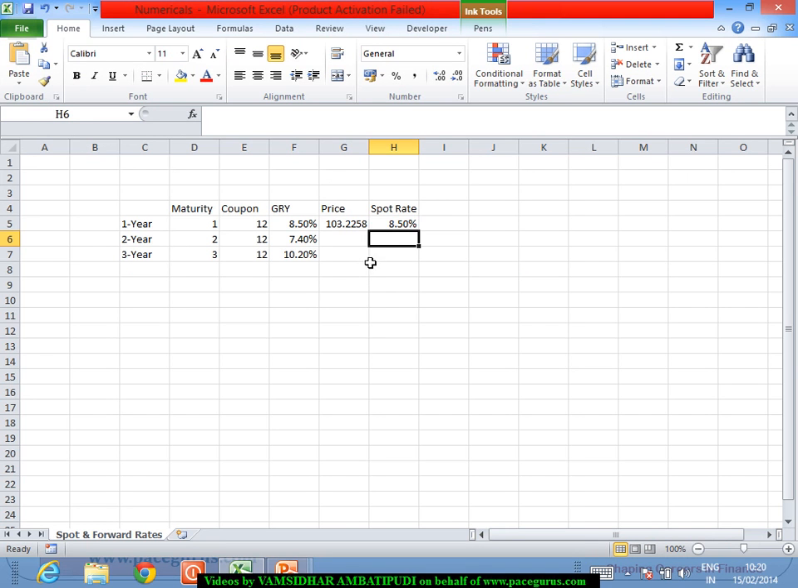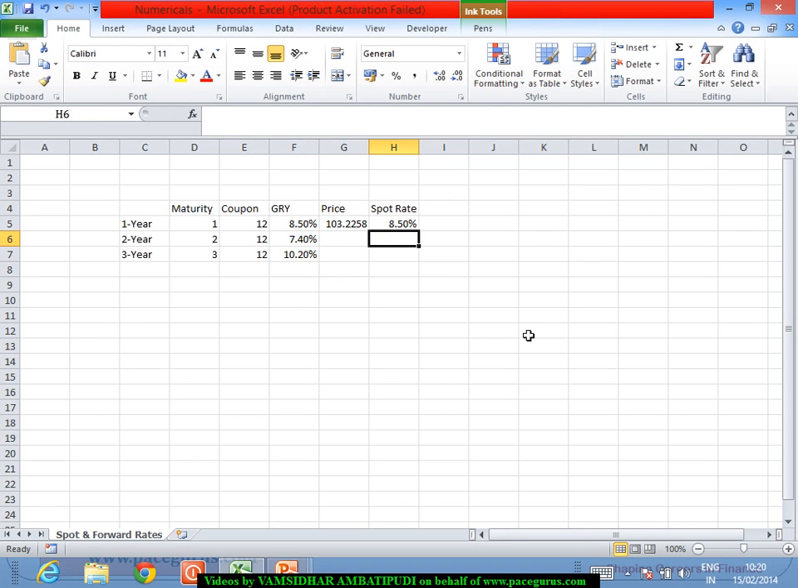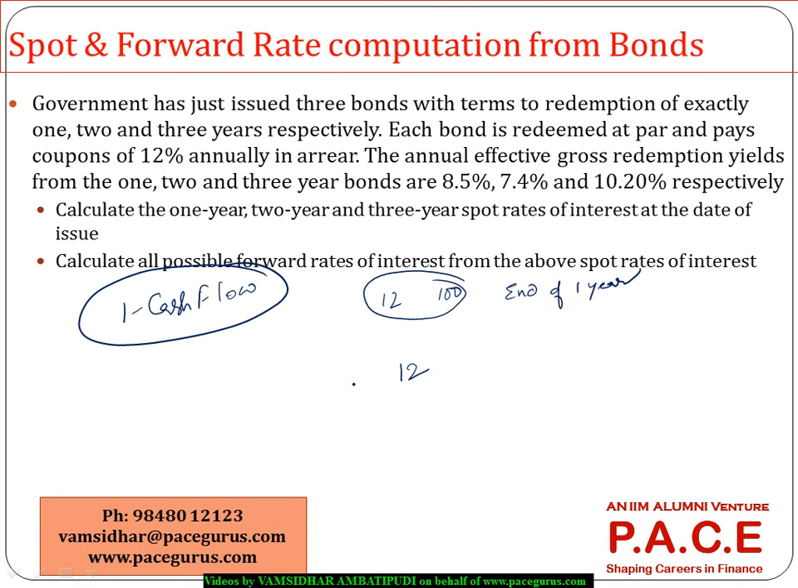Whereas when it comes to the 2-year ones, that is where the difference comes. In the 2-year ones, the 12 is the coupon that is coming at the end of 1 year. 12 is the coupon that is coming at the end of 2 years, and at the same time, at maturity, the redemption value of 100 is being paid. So overall the cash flows are 12 at the end of 1 year, 112 at the end of 2 years.